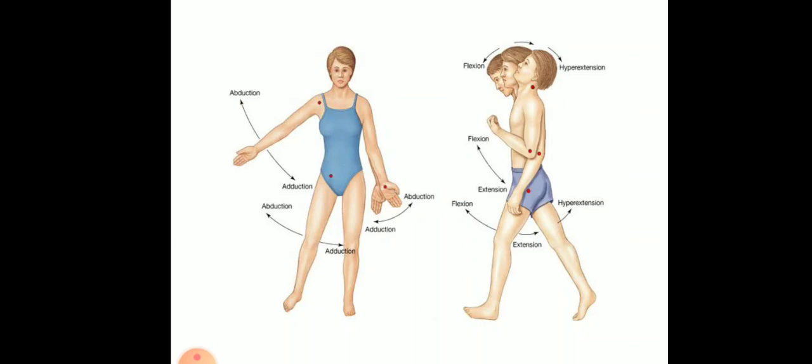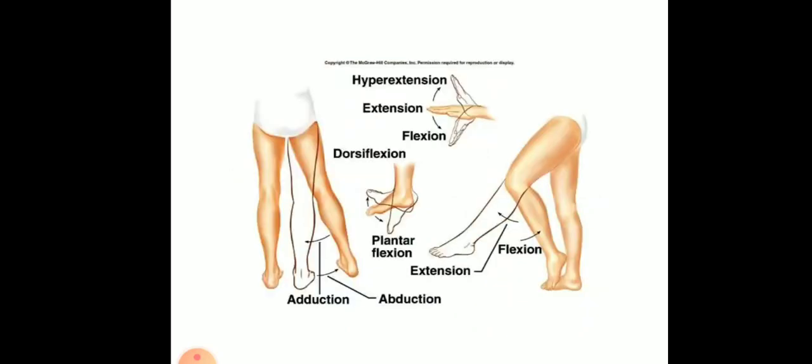Then there are other movements. Look at hyperextension: the excess extension of a part at the joint beyond the anatomical position, such as bending the head backward beyond the upright position, or bending your wrist upward.